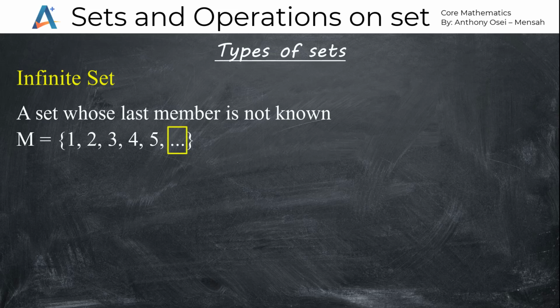So this one means, and so on. So you can go until infinity. These are the members of the set, but the last member of the set is not known. So this cannot be a finite set, but rather it is called an infinite set.